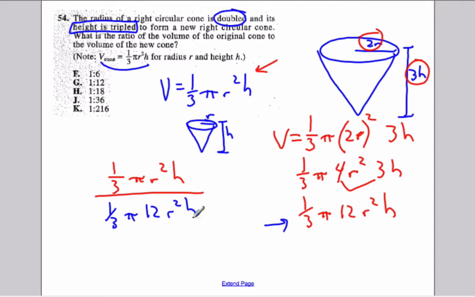And what is the ratio? Let's see what happens. The 1/3 will cancel, the pi's will cancel, the r squareds will cancel, and the h's will cancel, which leaves us with a ratio of 1 to 12. So our answer is going to be G in the ratio of 1 to 12. In this case, they're testing the volume of a cone where they will give you the equation because it's not something they would expect you to remember.